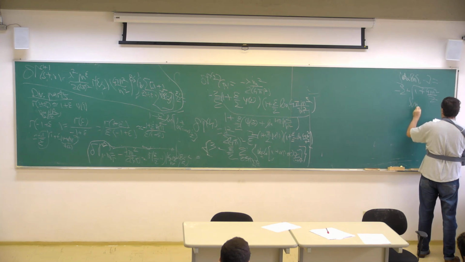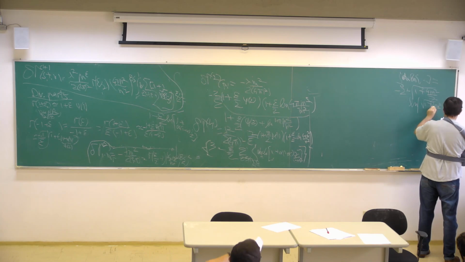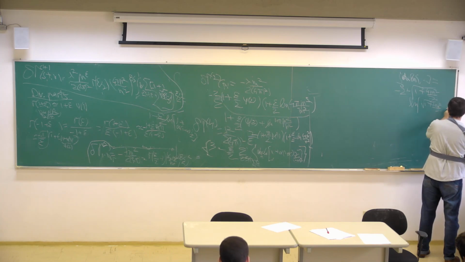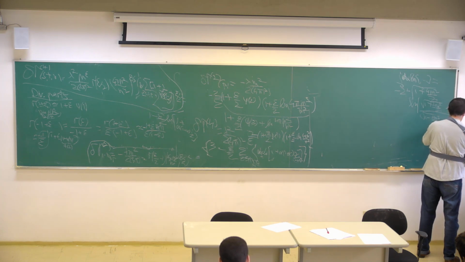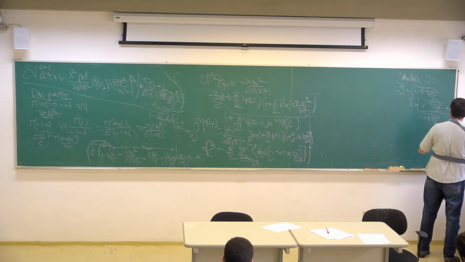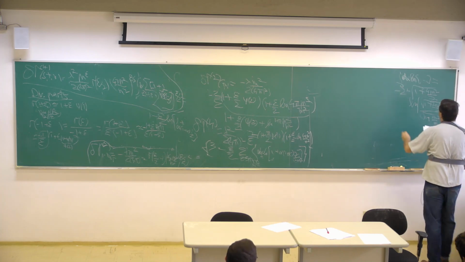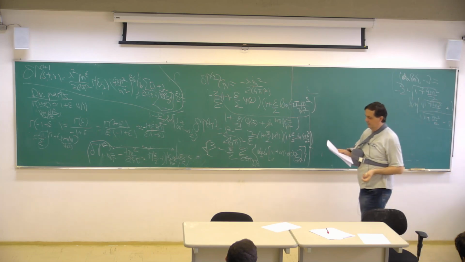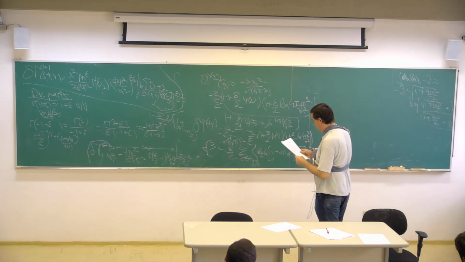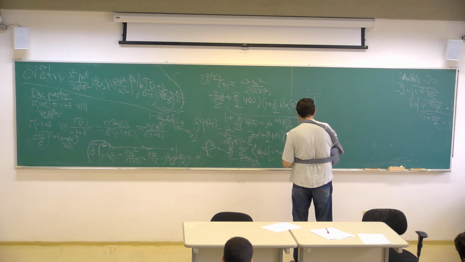Log of square root of 1 plus 4m squared over z plus 1, over square root of 1 minus 4m squared over z minus, no, sorry, the same. So using this, you can actually calculate the log, the finite part as well. All right.